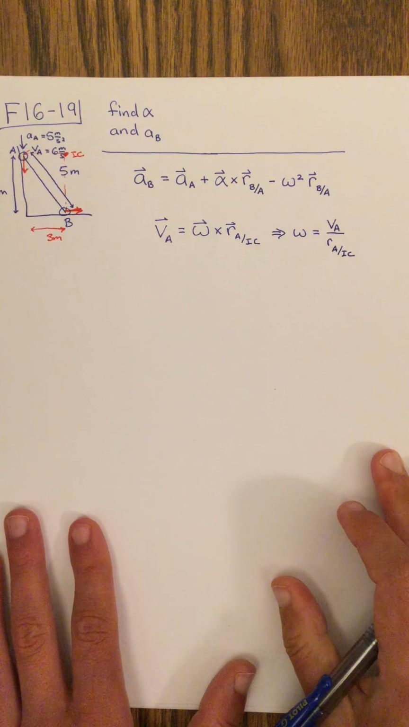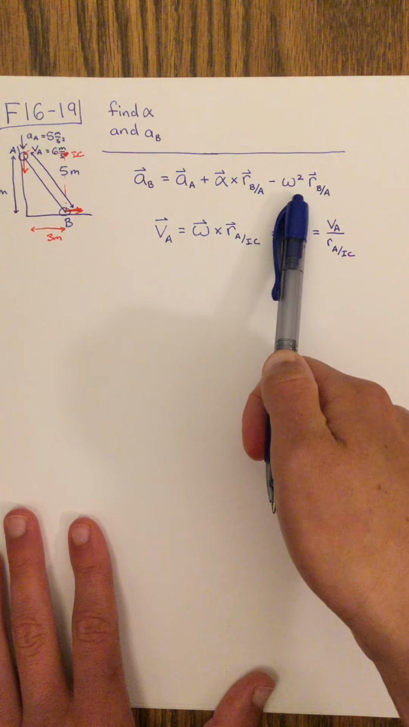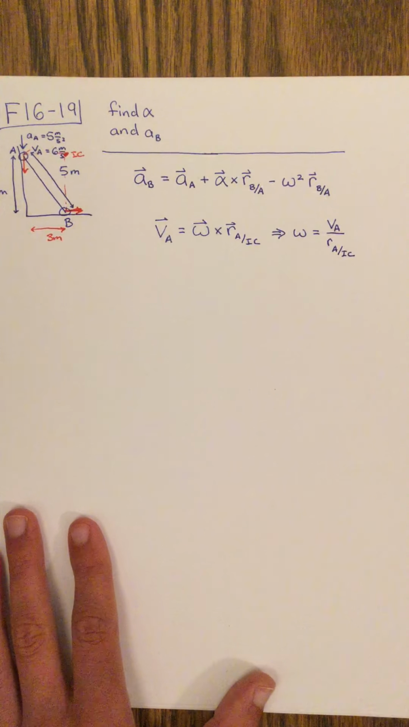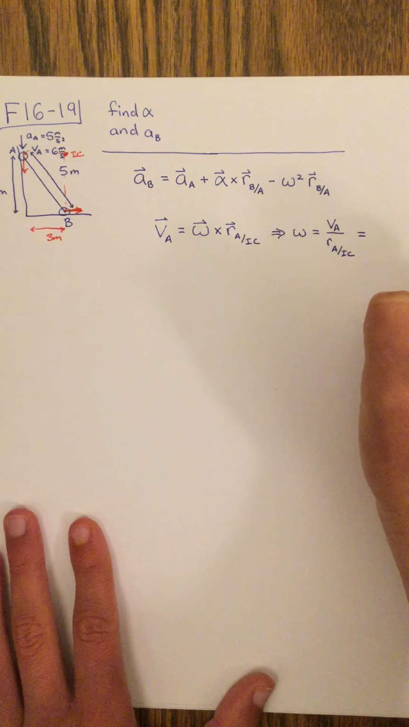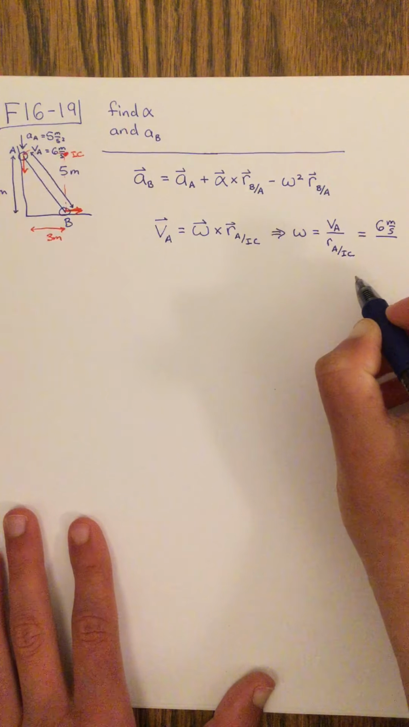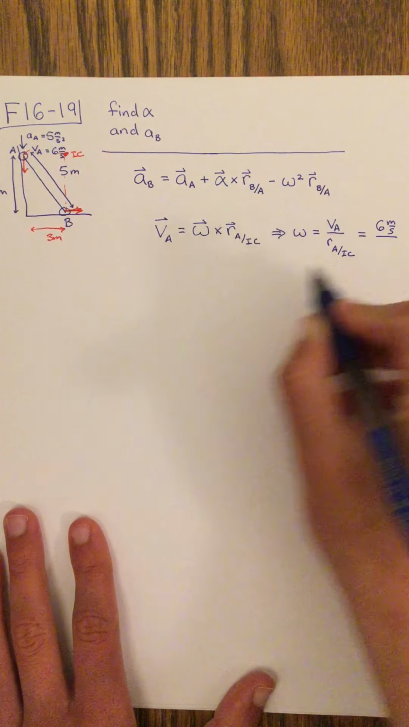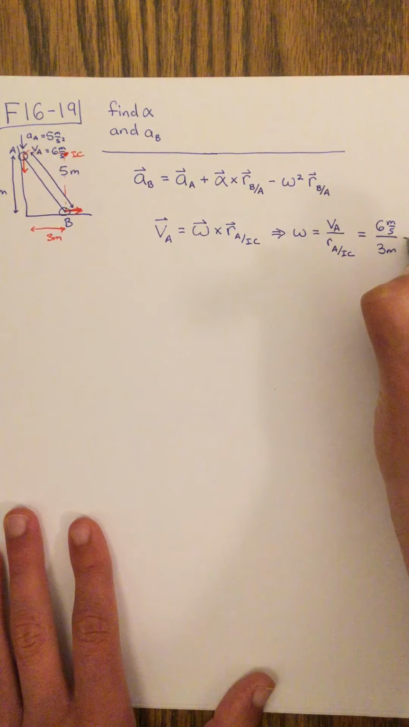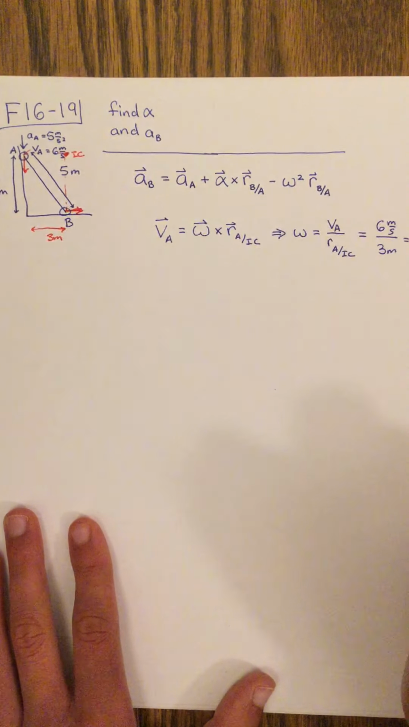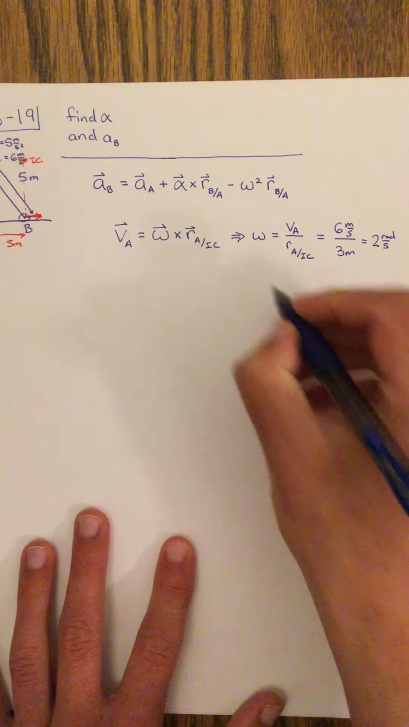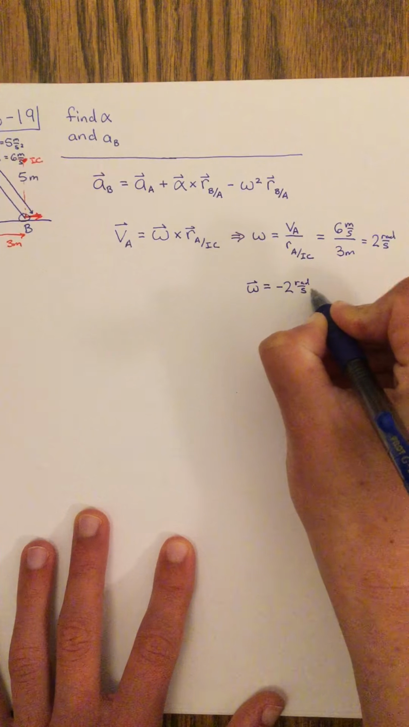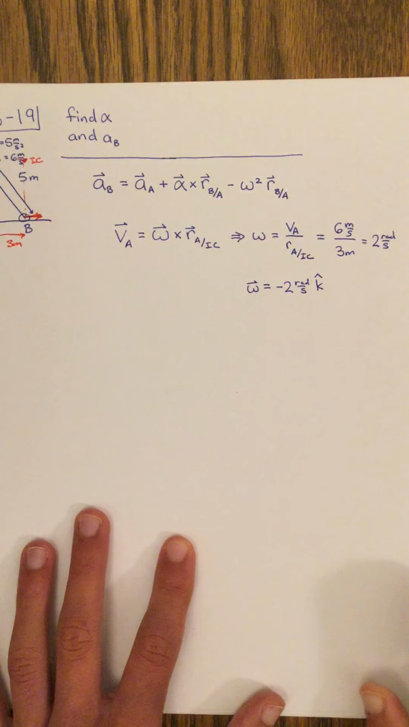We already said that was going in the negative k-hat direction. Since we're going to square it in our equation here, it does not matter whether it's going in the positive k-hat direction or the negative k-hat direction. VA, they told us, was 6 meters per second. And the position of A with respect to the instantaneous center is 3 meters. So that gives us 2. The meters cancel out. We're left with seconds in the denominator, and we can put radians into the numerator. And that gives us the angular speed. And if you want to keep track of these things, this is in the negative k-hat direction.